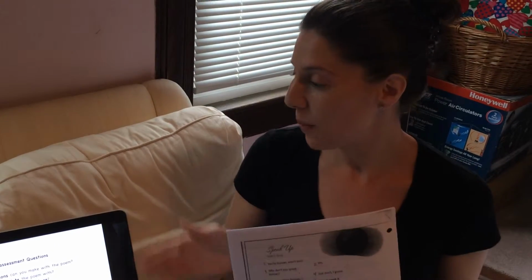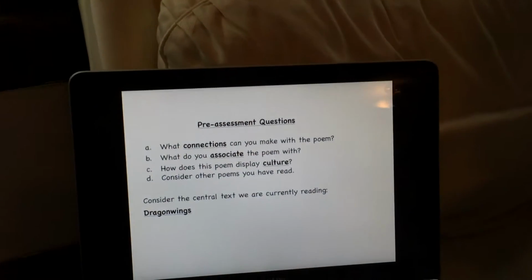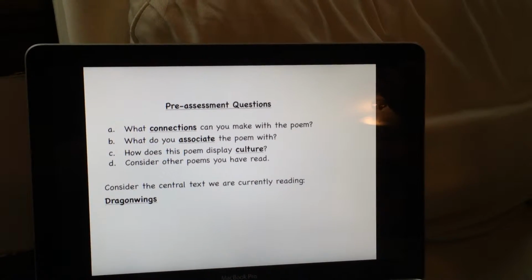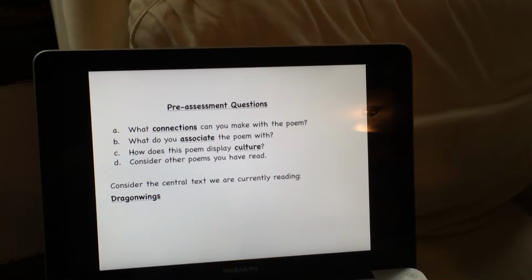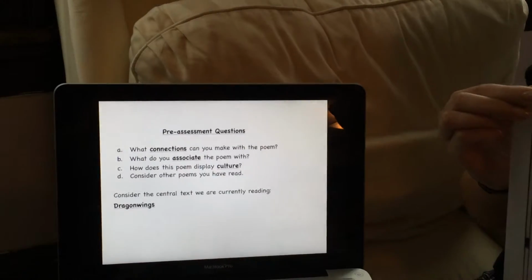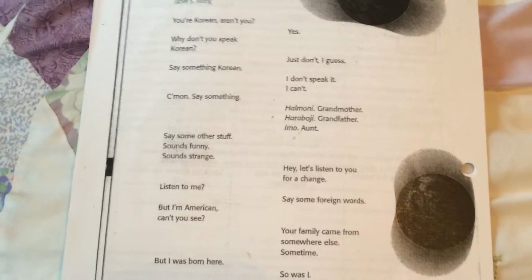Okay, so for your pre-assessment, guys, I know we do this in class a lot, but now you're going to do it at home. You're going to look at these questions and just answer a few of them after I read it to you. So you're going to make connections. What do you think about when you're reading the poem? Does this remind you of culture? It doesn't have anything to do with Dragon Wings, which is the central text we're reading. So take a look at the questions, get your pens ready, and get your ears ready because you're going to be listening to two-voice poetry, which is so cool. Okay, so get your poems ready at home, and I'm going to begin.